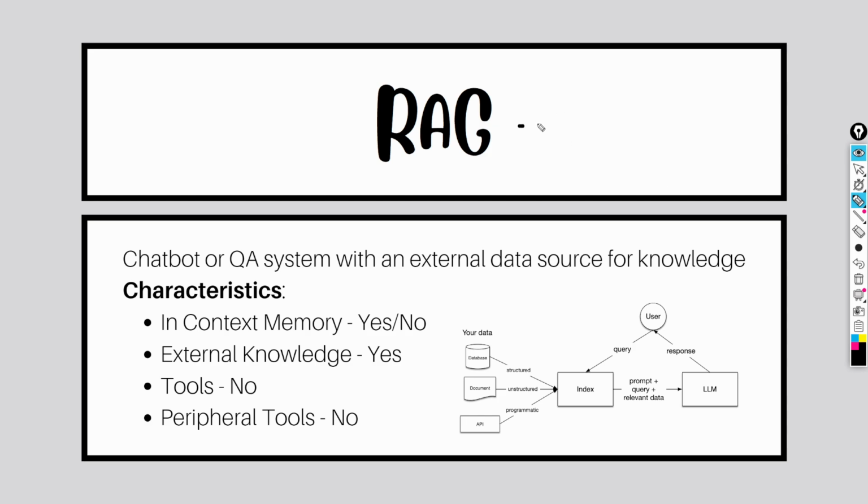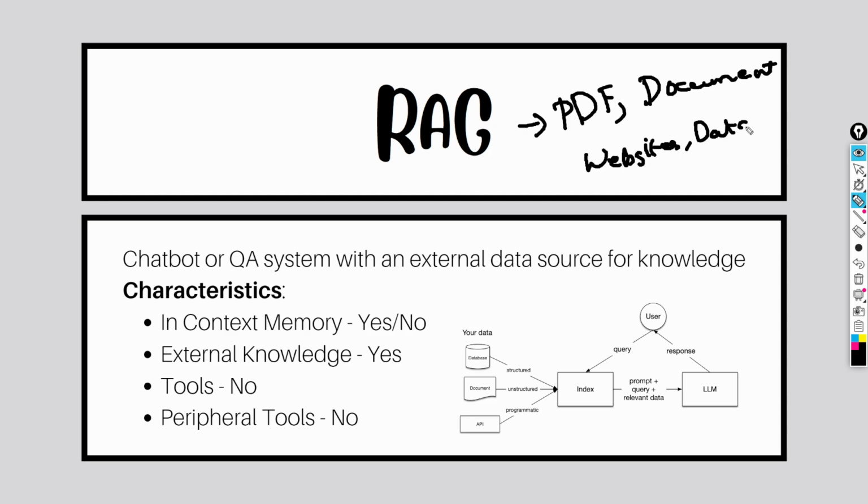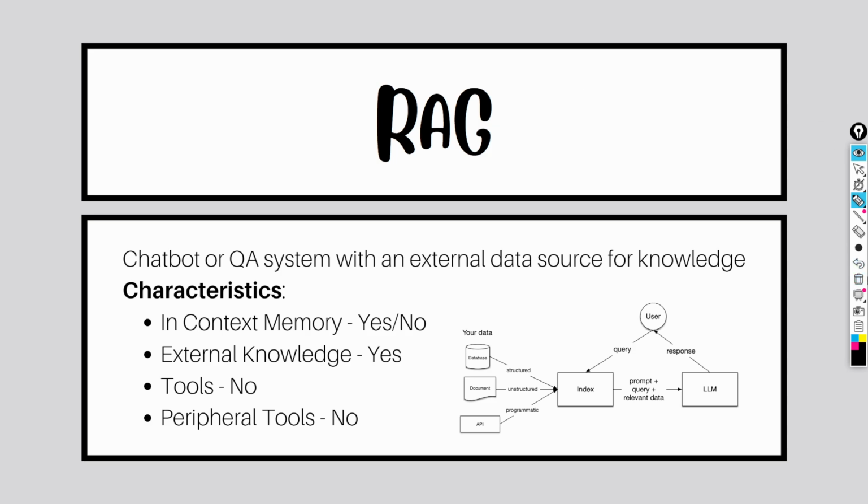Okay, so when can RAG be used? When you want to chat with a PDF or a doc, any type of document, or you want to chat with websites, your databases, anything in which there is a huge context and you can't find which context you want. That is when you're going to use RAG.